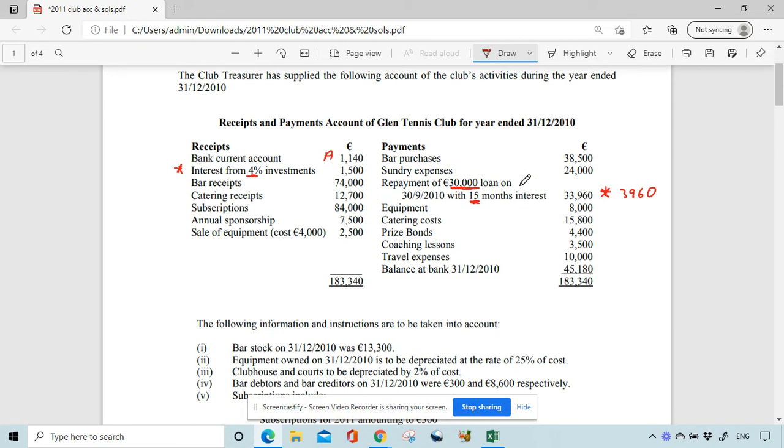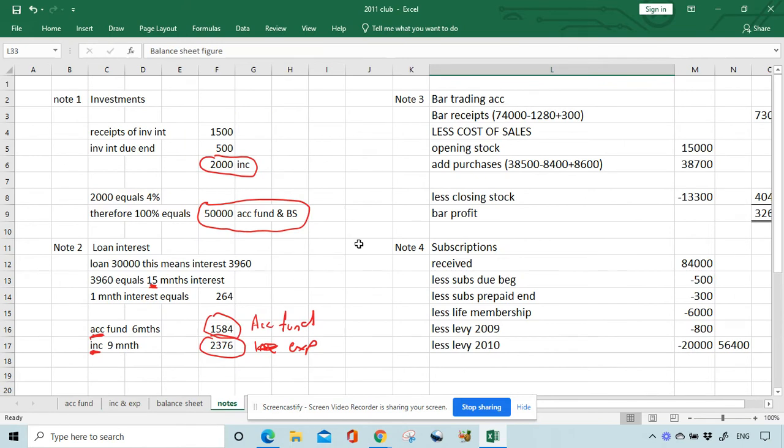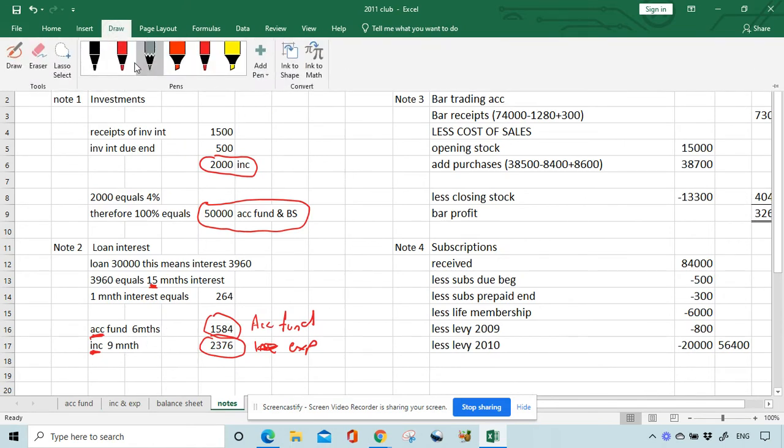So for this year, for the income and expenditure, 9 months would be this year, which would mean 6 months would be for the accumulated fund. So we're going to divide this by 15, multiply it by 6 to get the accumulated fund figure, and multiply it by 9 to get the income and expenditure figure. It would be an expenditure.